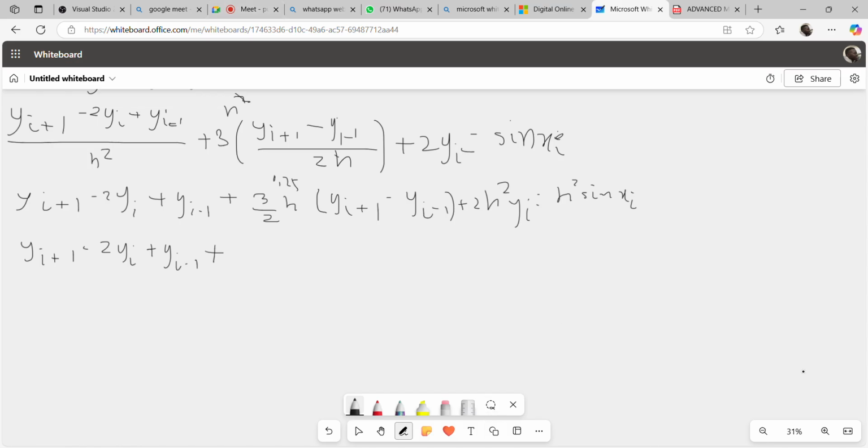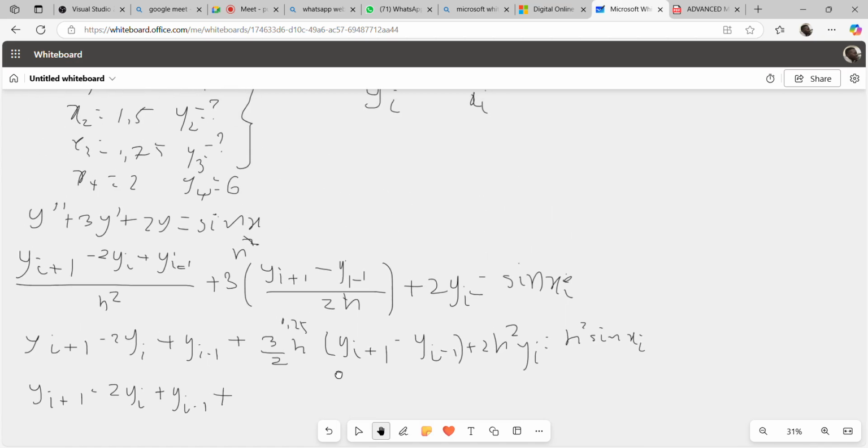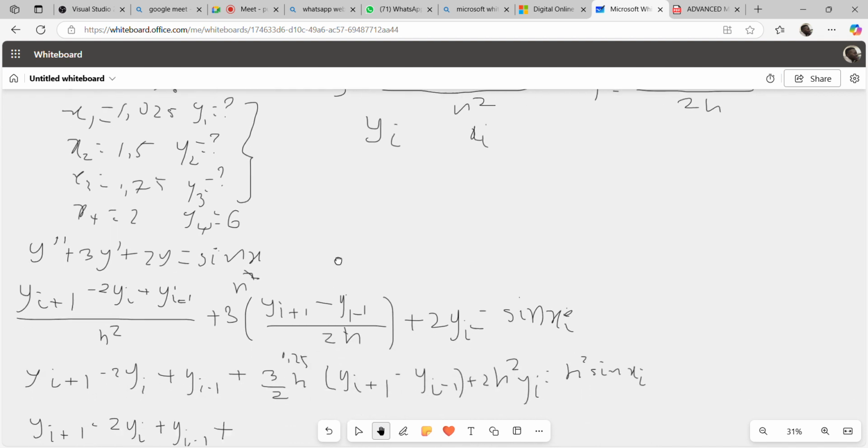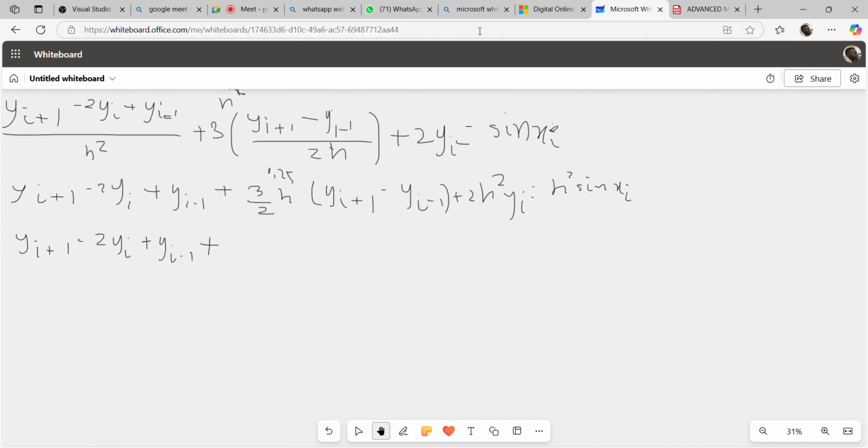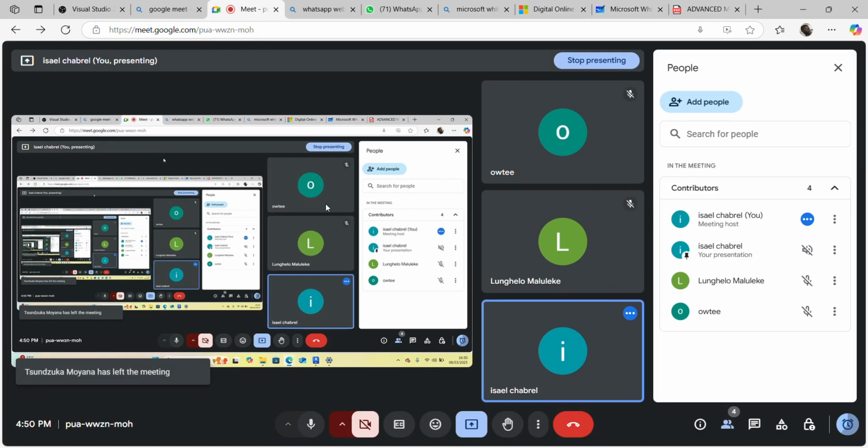What's the answer? 3 over 2. I hope there's no mistake here. Yeah, this is 3. So it's 3 over 2 multiplied by 0.25. What's the answer? No, guys, you need to. It's 3 over 8, which is 0.375.